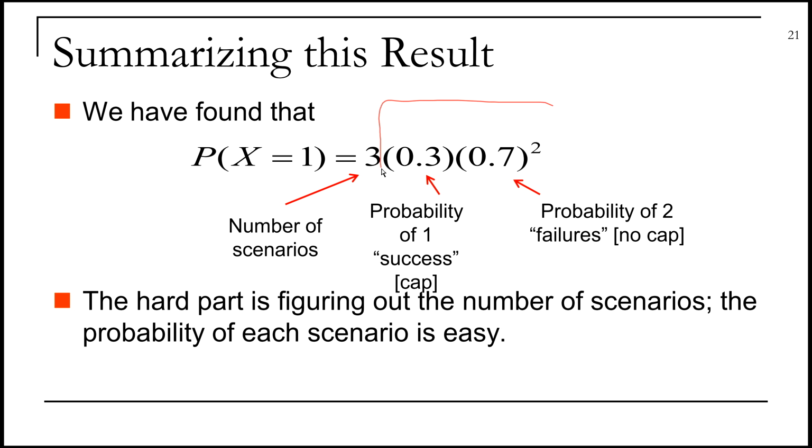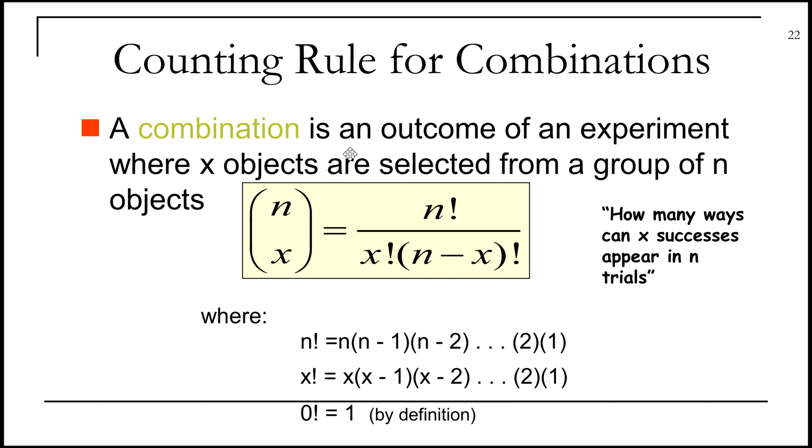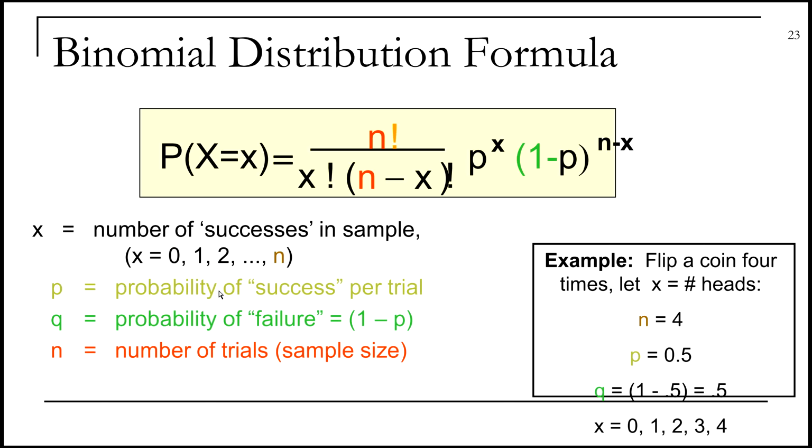This part is actually pretty straightforward to figure out. This is the hard number. That's how many ways one person out of three can wear a cap. In general, it's called combinatorics. It's combinations. And we have this thing called n choose x. So we refer to this as n choose x. It's the number of ways you can have x successes out of n trials. So 3 choose 1 was the number of ways you could have one person wearing a cap out of 3 friends. And from that, you get the binomial distribution formula.